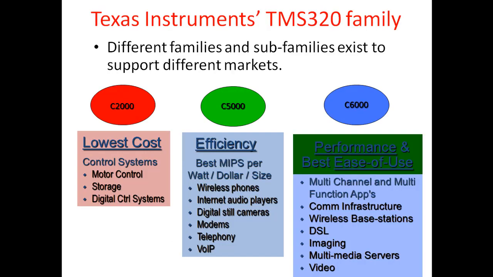These are the different Texas Instruments DSP processor families that are available in the market. If you see the C2000 series, it is used for motor control, storage and digital control systems. The C5000 series is used for wireless phones, internet audio players, digital still cameras, modems, telephone and VoIP processes. The C6000 series is used for multi-channel and multi-function applications, communication infrastructures, wireless base stations, DSL, imaging and multimedia services and video applications.